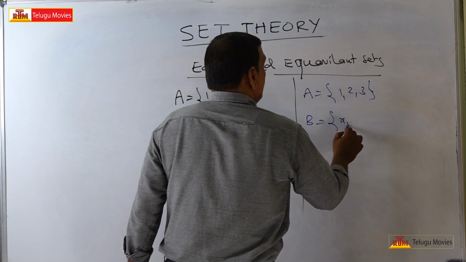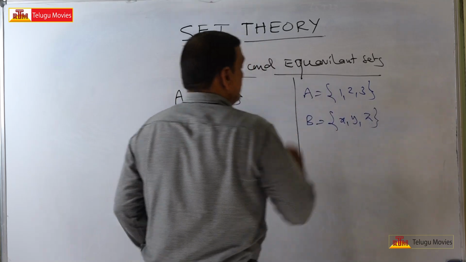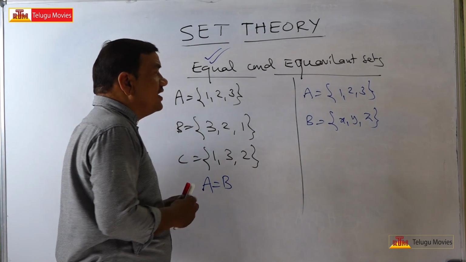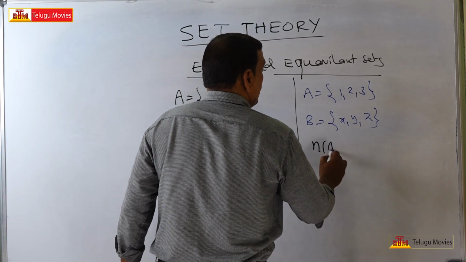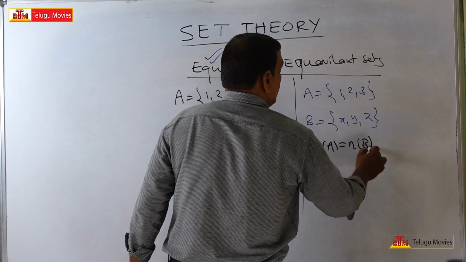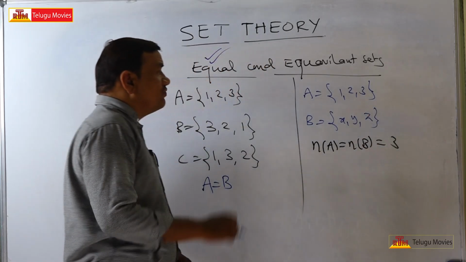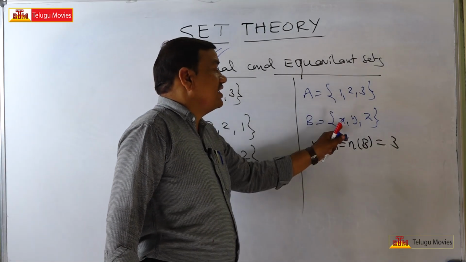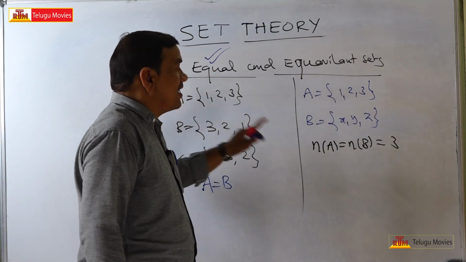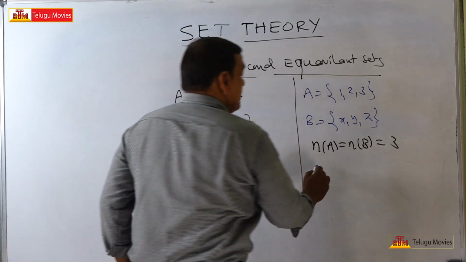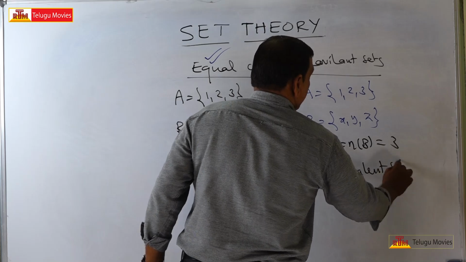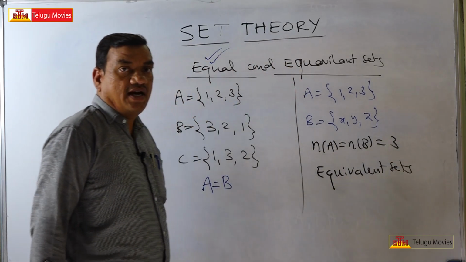For example, you see the set here, A = {1, 2, 3}, and set B = {x, y, z}. Now what do you observe here? Here only the cardinal number is same, that is n(A) = n(B) = 3. But what about the elements present in the set? Here 1, 2, 3 is there, here x, y, z is there. Therefore, they are not equal sets, but they are equivalent sets. Understand this?